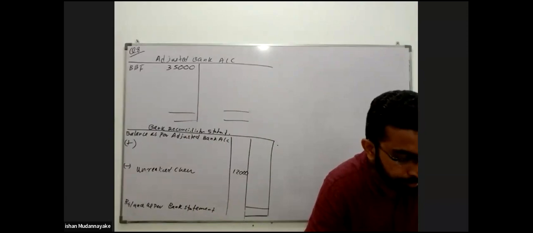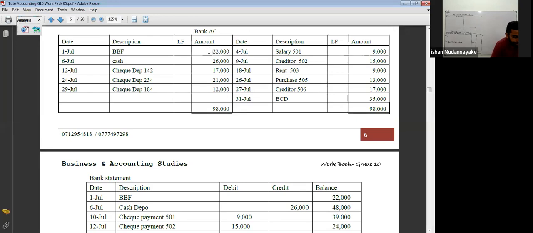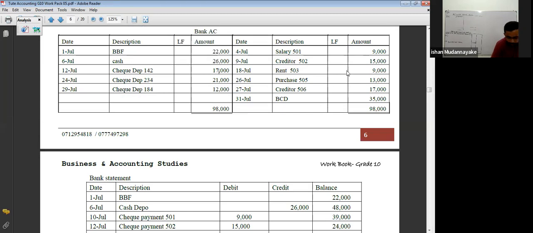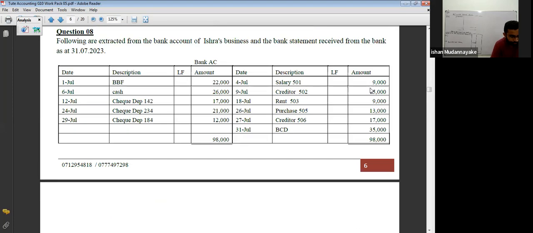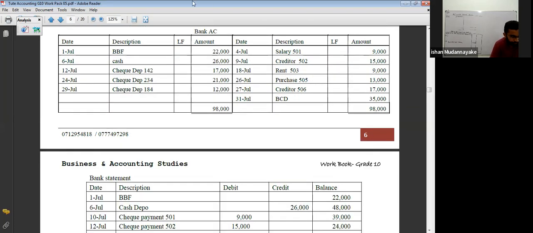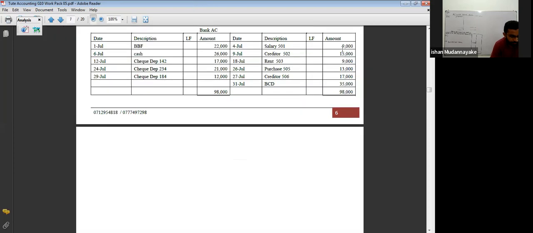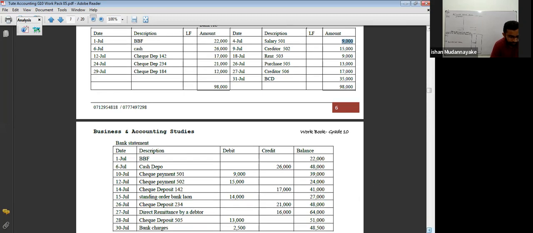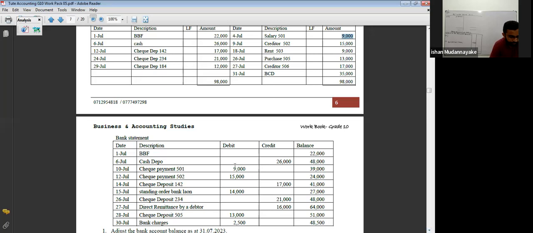Look at the question again. Now my debit side of the bank account, okay. But we will check the credit side of the bank account. Right, then here you have issued 9,000 check, and then that check is available in the bank statement.